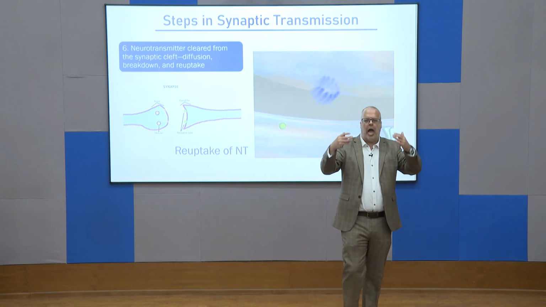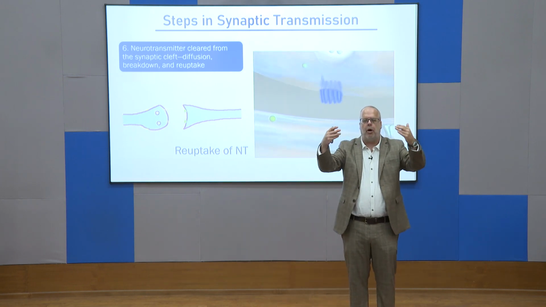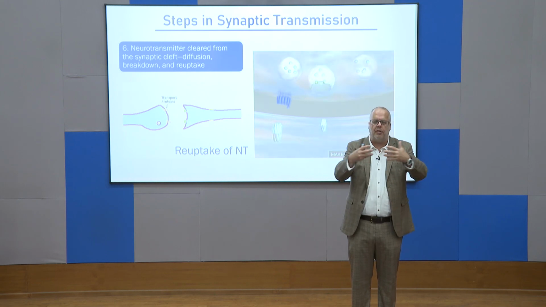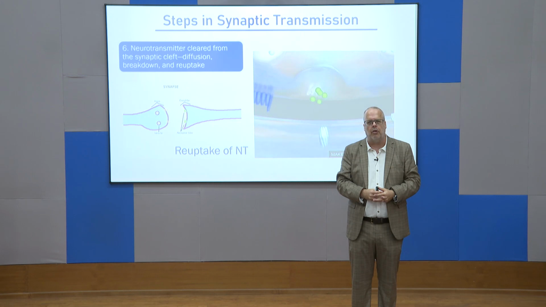So this is it. An action potential occurs, the electrical part, which leads to the release of a chemical neurotransmitter, and this is how communication or signaling occurs within the brain.